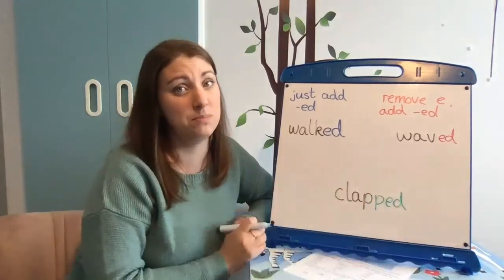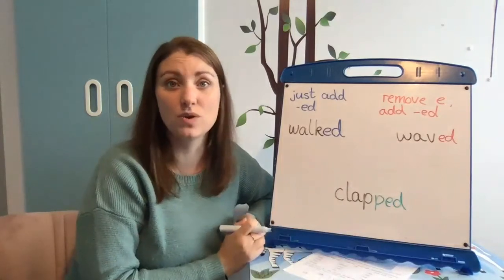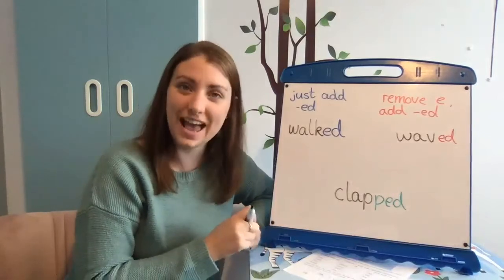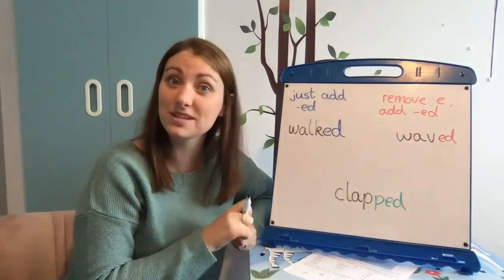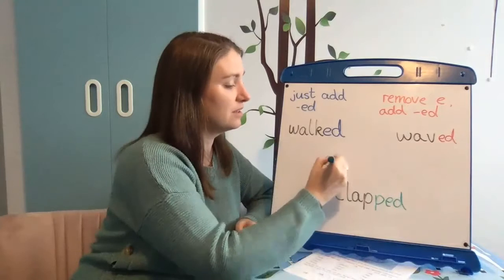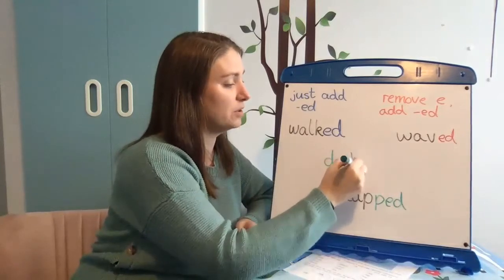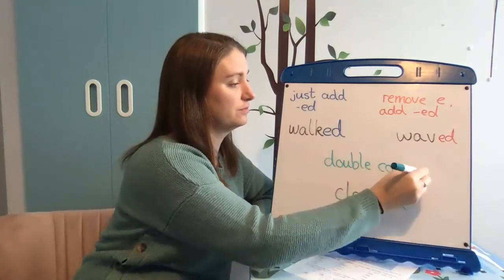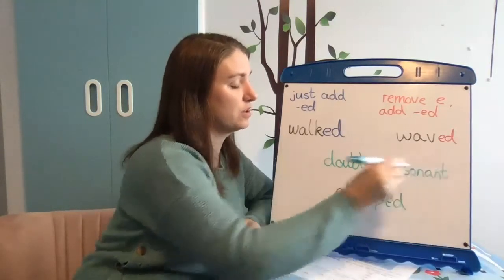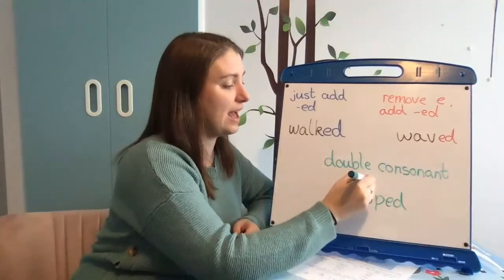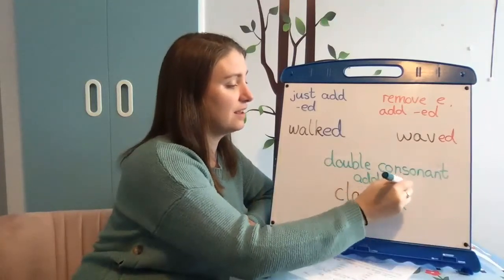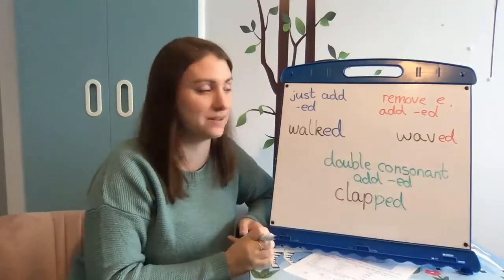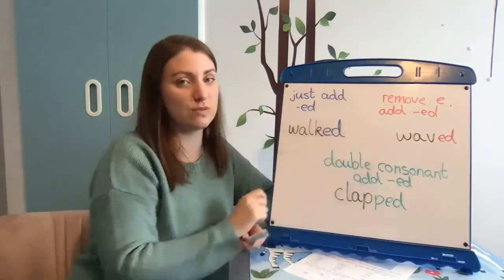Now that's quite complicated, and in year 2 they're going to explain it more to you and it will make a bit more sense. But for now, I just need you to know that sometimes we will double the consonant. Oh, that's a long word. And add E, D. So that's another rule, something that happens. So that's 3 rules we've got here.